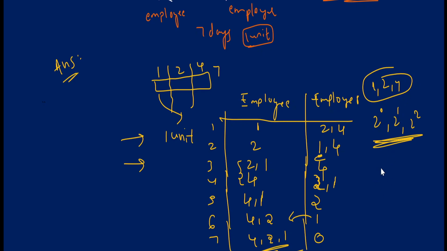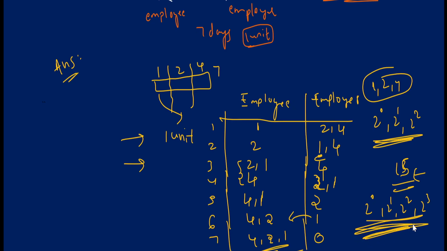So basically what I mean to say is, let's say you have a 13 unit bar, or let's say we have a 15 unit bar. If you cut this into 2 power 0, 2 power 1, 2 power 2, 2 power 3, sum of all these numbers will be equal to 15. And by these 4 bars, you can form any number between 0 to 15.